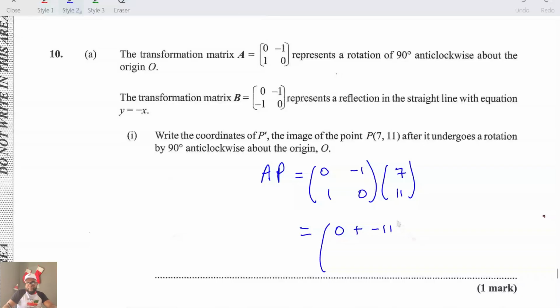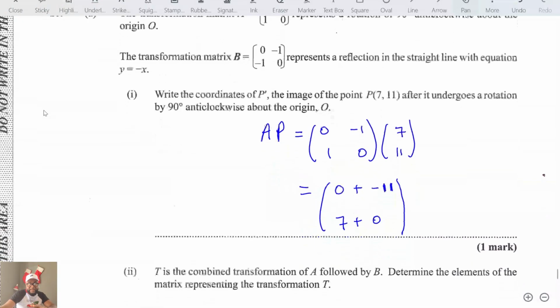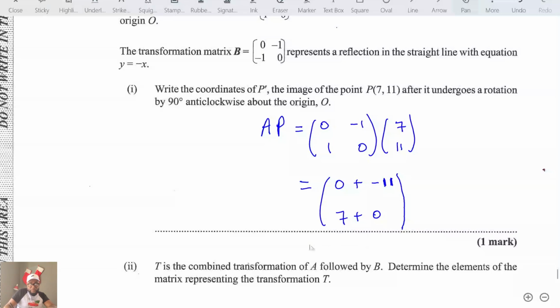-11, right? Right. Then you have 1 by 7, which is going to be +7 plus 0 by 11 is simply 0. And this here would work out to be, so this is P prime we find in here. So this will be equal to 0 plus -11 will be -11, and then 7 plus 0 is 7.